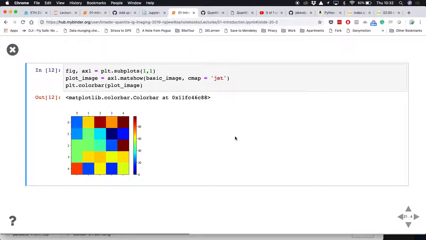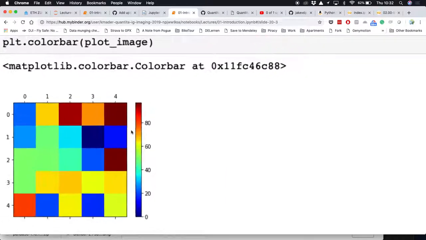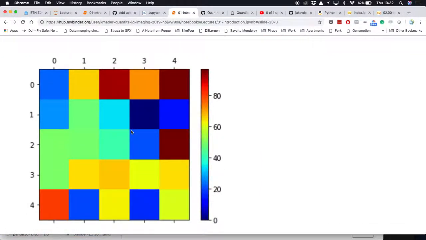And so here, we use JET. This is the default lookup table in MATLAB. You're strongly encouraged not to use this lookup table because it's not well suited to the visual perception system, in that we perceive yellow and red much more intensely than we perceive orange and green. And so it causes you to have a skewed representation of what's actually in the image.